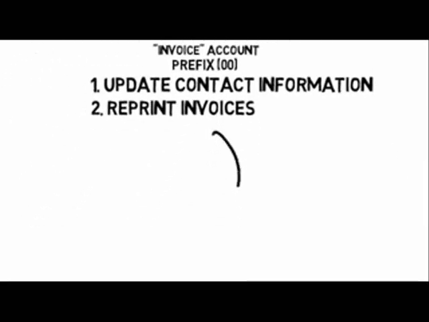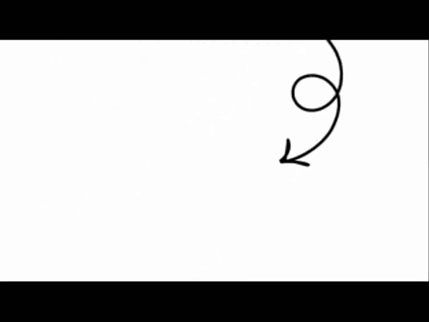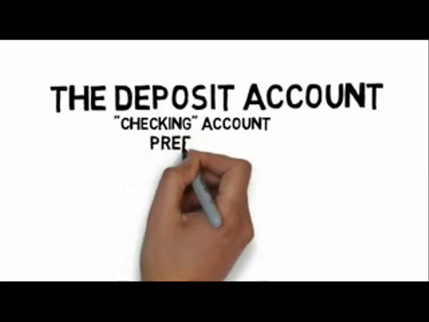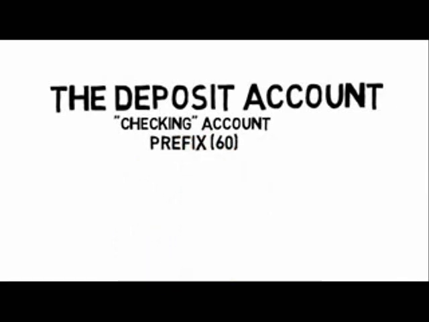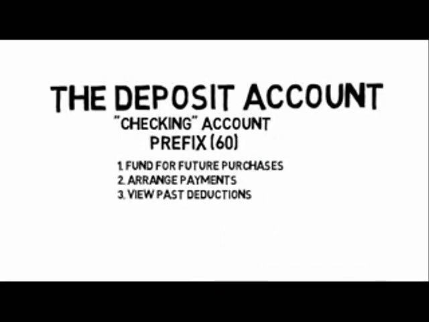Your deposit account has a lot more functionality within LYRASIS. Sometimes it's helpful to think of it as a checking account, and it's referred to by its prefix of 60. Within LYRASIS, you'll be able to fund for future purchases, arrange for payments, and view past deductions.